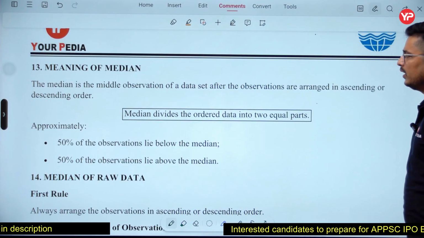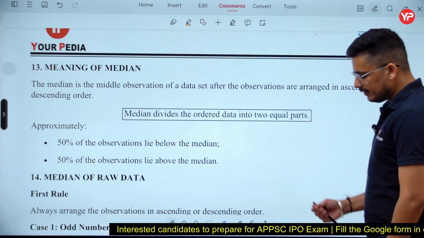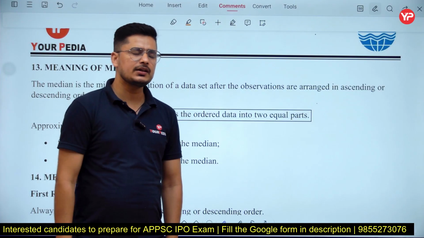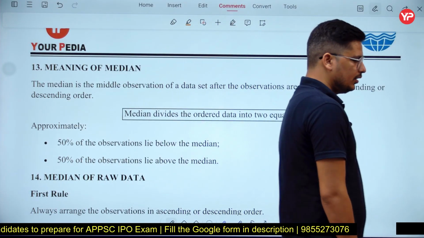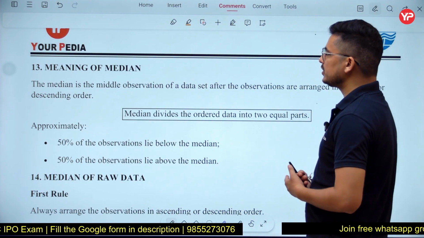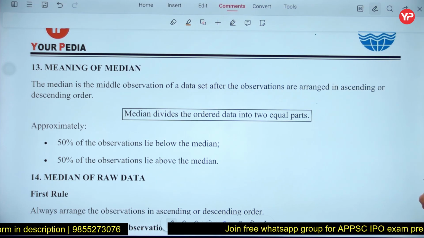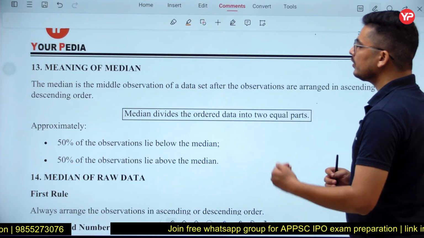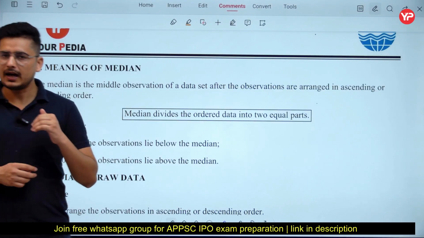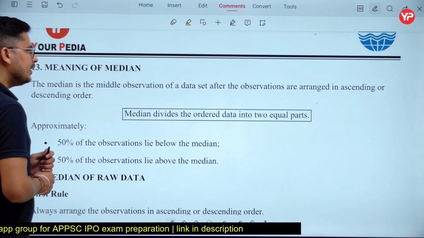That is the median. Now, the median is the middle observation of the data. Whenever we have raw data, it's not easy to find the median directly. Median means we have to find the middle observation of the data set after arranging it in ascending or descending order. So whenever we go for the median, the first thing you have to do is arrange the given data either in ascending order or descending order.